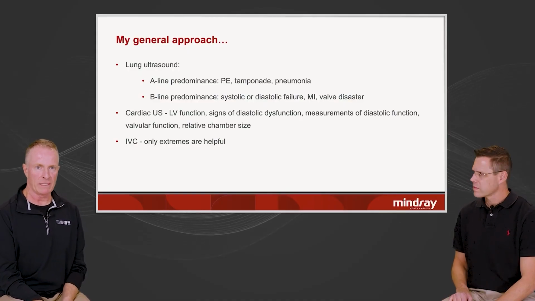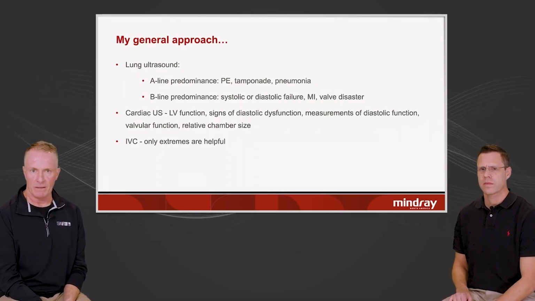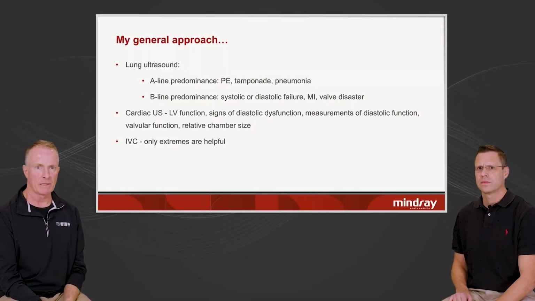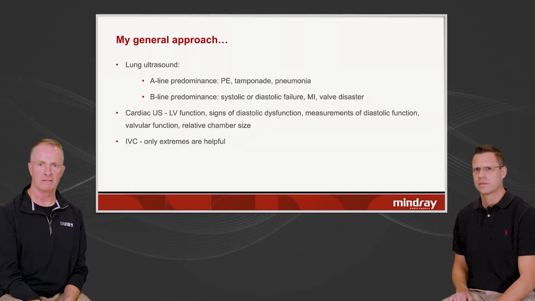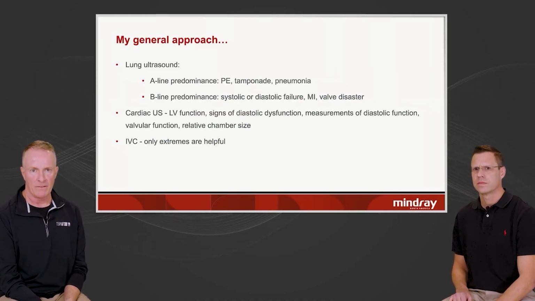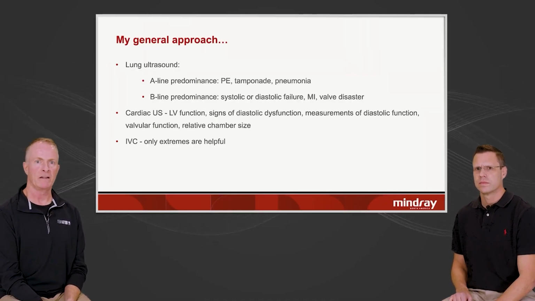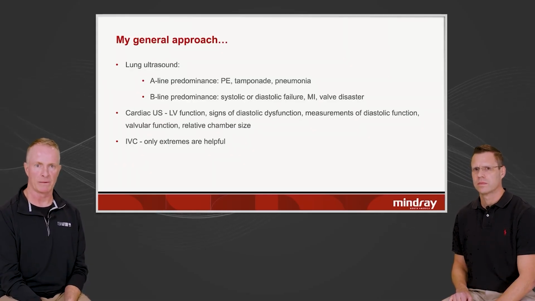If there's B lines everywhere, hey, they have pulmonary edema, you made the diagnosis. It doesn't tell you why, but you know why they're short of breath. If they have A line predominance, you know they don't have pulmonary edema, and then the differential is PE, tamponade, maybe pneumonia. And then, if you do see pulmonary edema, then you can go deeper and look at the heart and figure out what's causing the pulmonary edema.